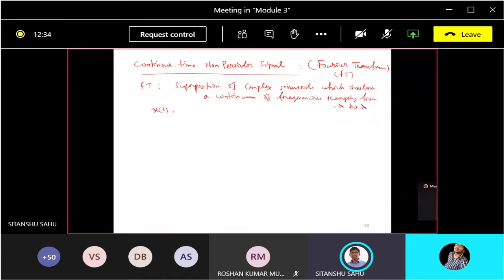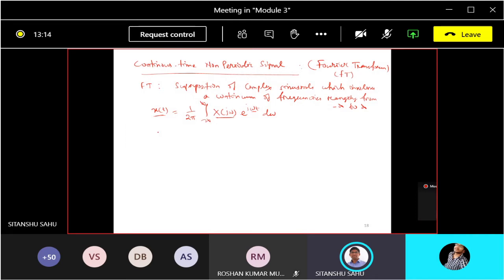Then any continuous time signal x of t can be written as x of t equals 1/2 pi times the integral from -infinity to infinity of x of j omega e to the power j omega t d omega. Here x of j omega gives the Fourier coefficients, which multiply each frequency component present in the complex sinusoids, and you integrate all of these over -infinity to infinity. That gives the representation of the continuous time signal.